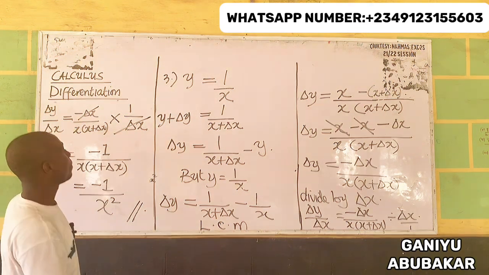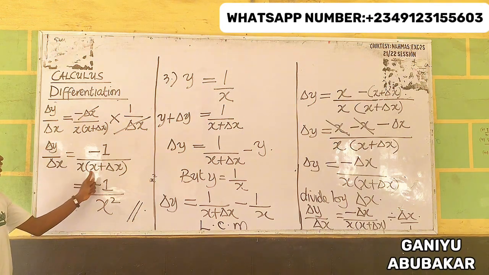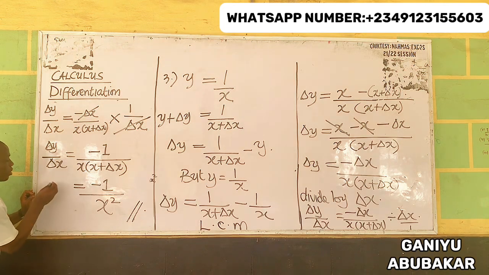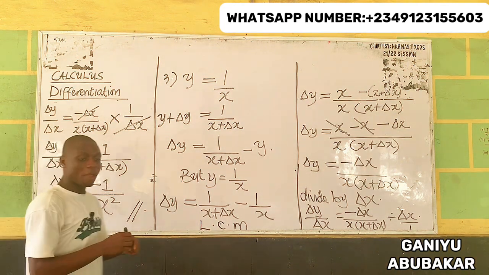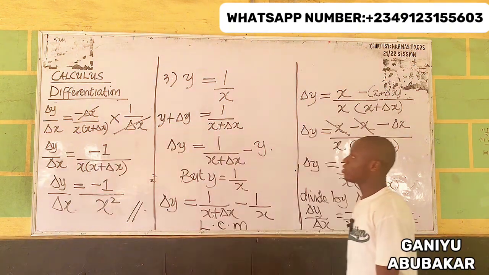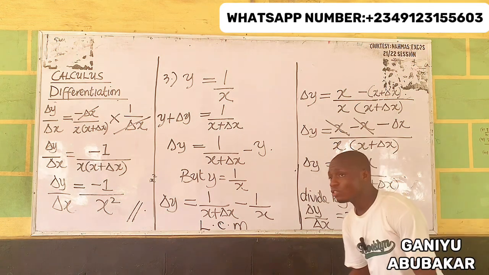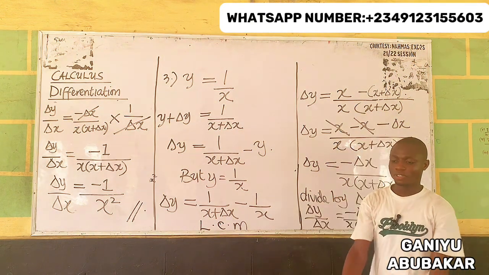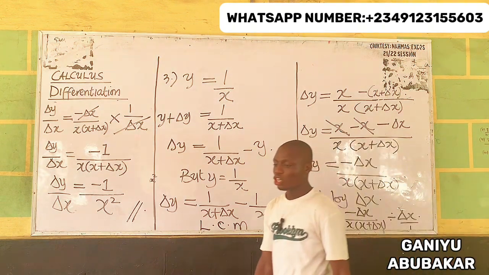Now see, x is squared now. That's my answer now. Are you good? So this is my answer. So let's move to the chain rule method. Let's do chain rule.